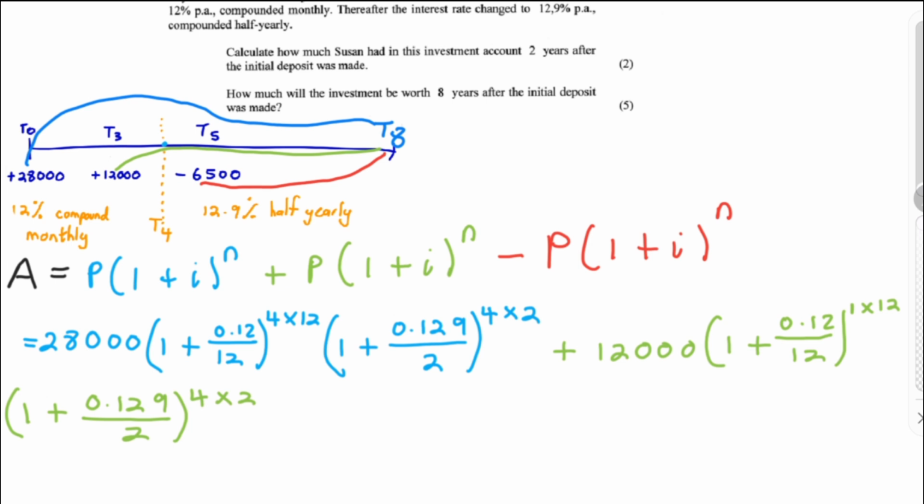And then the last money amount that we will deal with is the 6,500, which was withdrawn. So that's why we say minus 6,500, 1 plus, and then the interest rate from T5 all the way to T8 was 12.9% half yearly. So it's 0.129 over 2, and then that would be for 3 years. So it's 3 multiplied by 2.